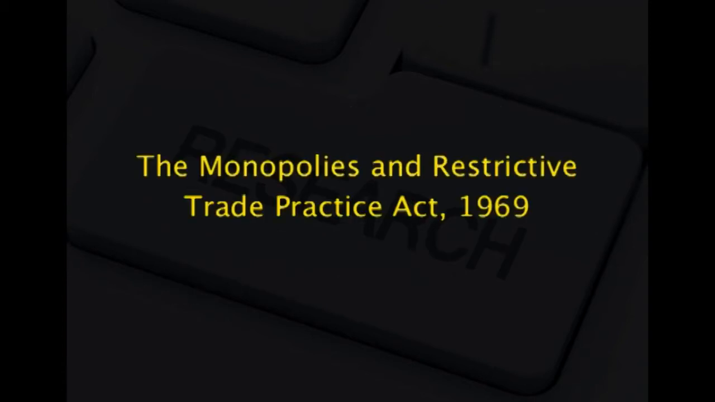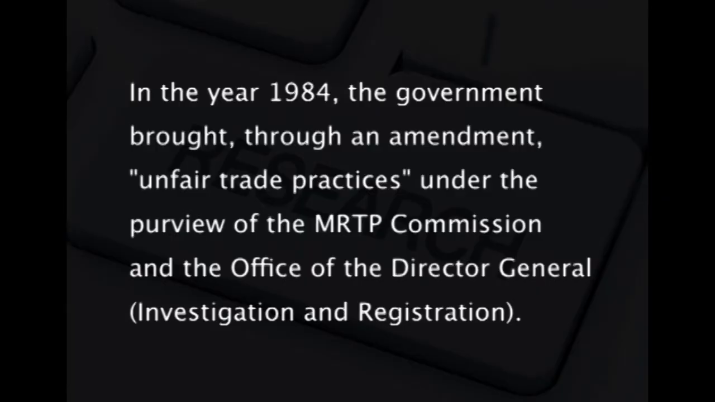Second is the Monopolies and Restrictive Trade Practice Act 1969. It had been the most effective act in the 80s and 90s to regulate undesirable advertising. In the year 1984, the government brought through an amendment, Unfair Trade Practices, under the purview of the MRTP Commission and the Office of the Director General, that is Investigation and Registration. The MRTP Act has been very effective in hauling a number of advertisers to stop advertisements which are prejudicial to consumer interest through its cease and desist orders.